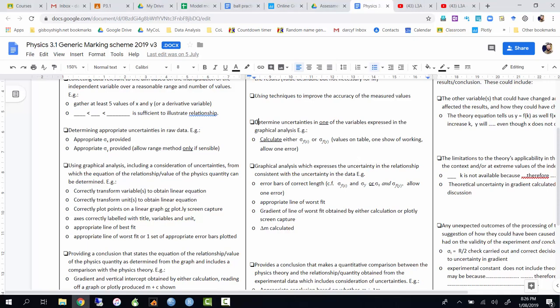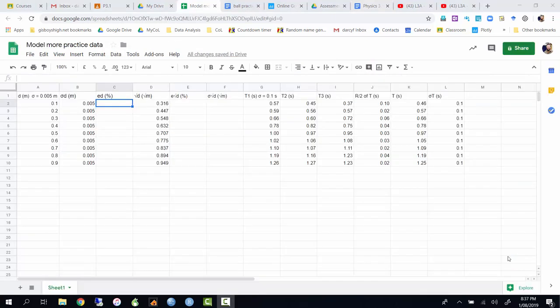Okay, in this video we're going to look at determining the uncertainties in one of the variables expressed in graphical analysis. Okay, here I have a data set. We're looking at the relationship between d, the distance a ball rolls down a slope, and t, the time it takes to traverse that distance.